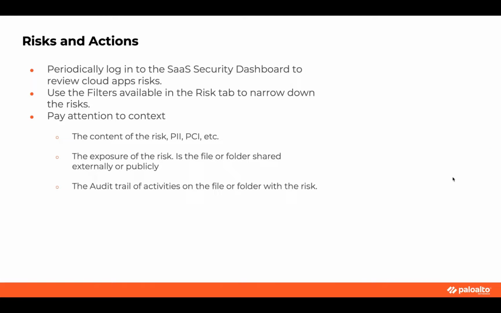Some actions you can take to be proactive and eliminate the risks are regularly checking cloud apps status by logging in and checking the main dashboard. There are several filters that you can use to narrow down your search. When reviewing the risks, pay attention to the content of the risk, the category, the exposure level of the risk, and the audit trail of activities on file or folder.